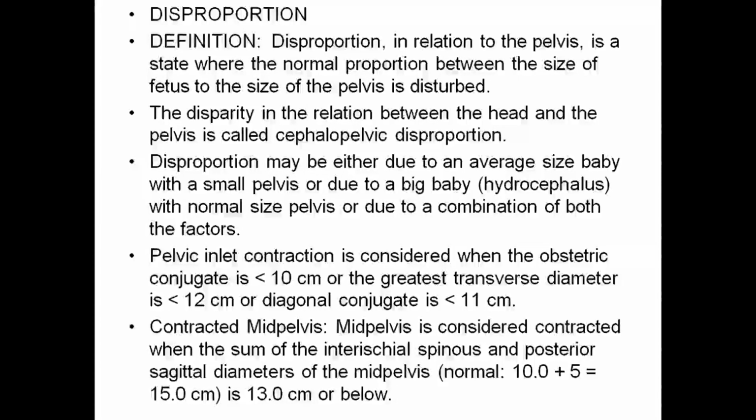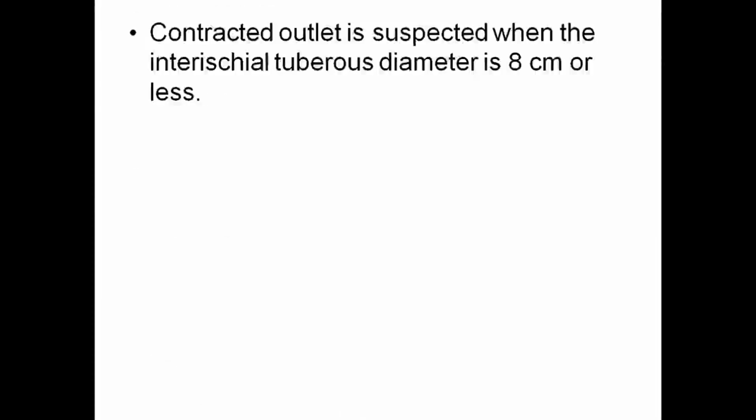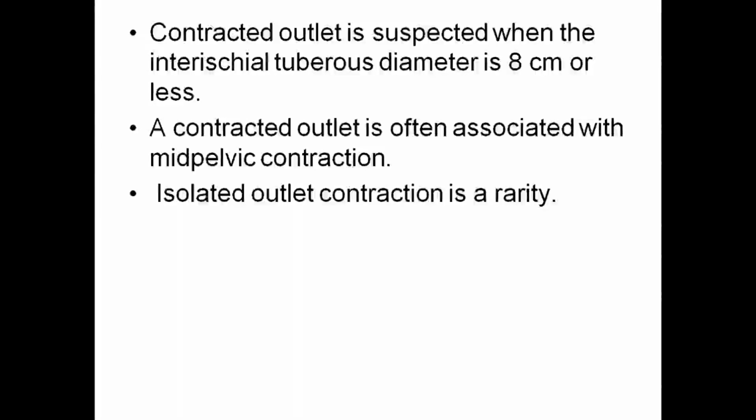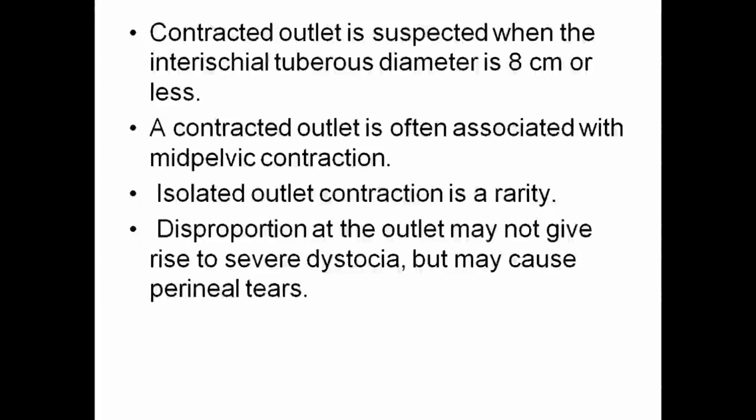Contracted mid pelvis. The mid pelvis is considered contracted when the sum of inter-ischial spinous and the posterior sagittal diameters of the mid pelvis is 13 cm or below. Contracted outlet is suspected when the inter-ischial tuberous diameter is 8 cm or less. A contracted outlet is often associated with mid-pelvic contraction. Isolated outlet contraction is rare.